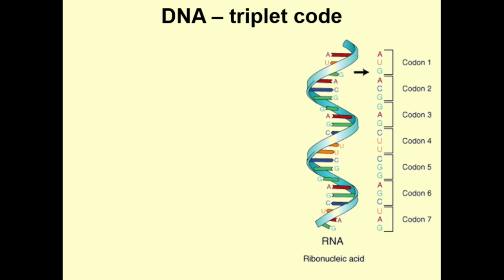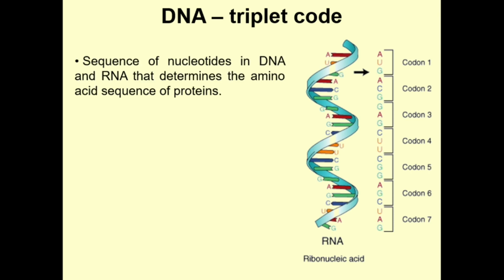But first, let me talk to you a little bit about the way that these nucleotides are structured and how they lead to proteins. And it's something called the triplet code. The DNA triplet code is the sequence of nucleotides in DNA and RNA that determines the amino acid sequence of proteins. So proteins are polymers. They're really large molecules made up of a long chain of monomers. And then, as we'll see in the next session, they're then highly folded. But at their heart, they're just a long chain of amino acids.